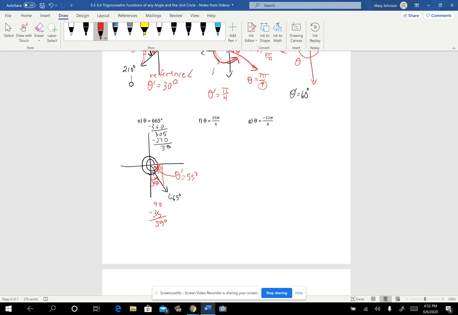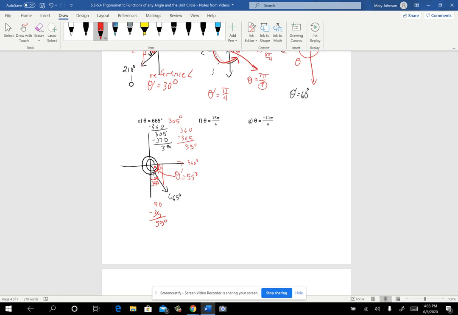You also could say 305. Remember how we could take off one whole rotation? This angle right here is coterminal with a 305 degree angle. And you see how 305 degrees, this is another way you might think about it, is 55 degrees away from 360, which would be right here. So that's another way to get it, okay?